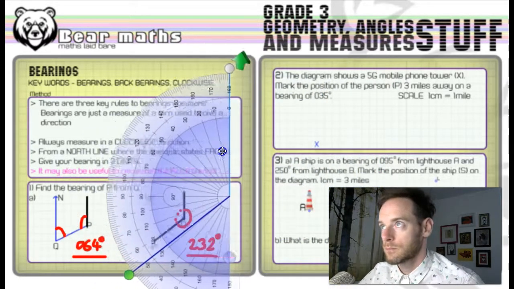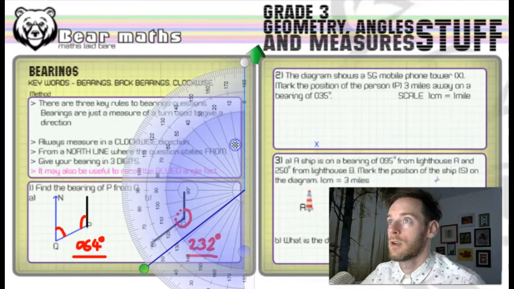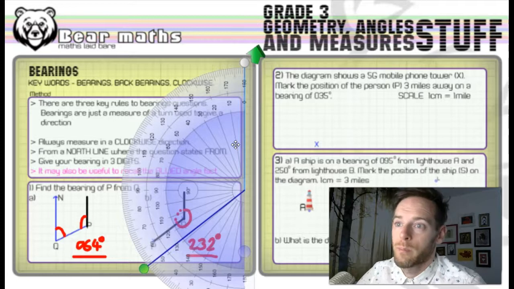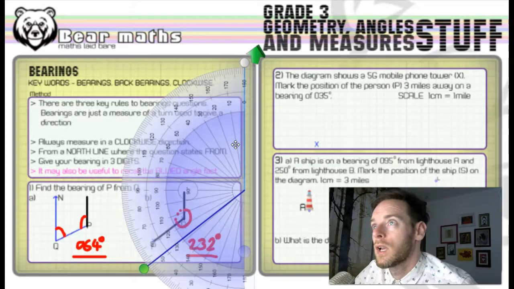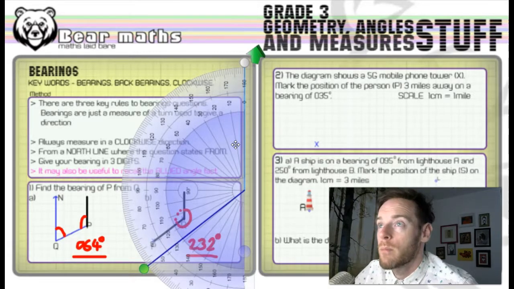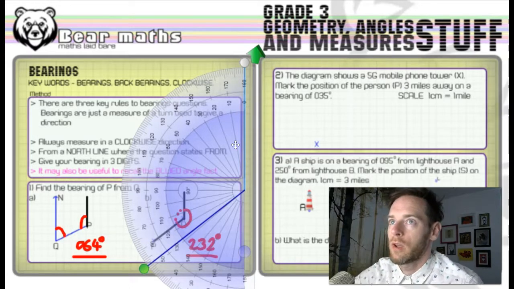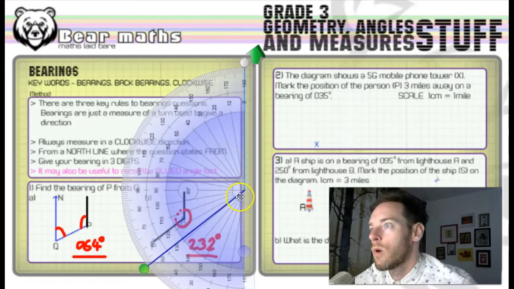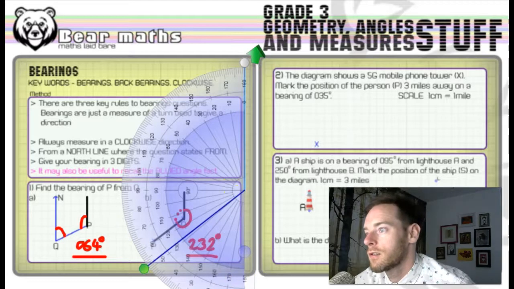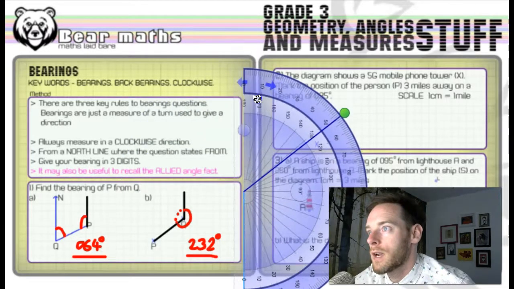Right, let's have a look at the second question. The second question is just introducing us to a little bit of context here, which is kind of the point of bearings, isn't it? Very useful thing. The diagram shows a 5G mobile phone tower. Slightly controversial, although probably shouldn't be at the moment. Mark the position of person P 3 miles away on a bearing of 35 degrees. And the scale is 1 centimetre equals 1 mile. So what I need to do first in this question is decide where is the 35-degree angle.